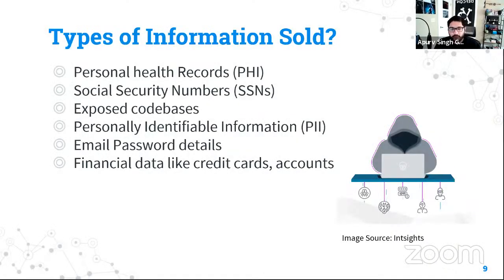Now, from here, we will start to talk more about why, as a researcher, you should focus on the dark web. So the first thing is, what type of information is sold on the dark web? Why, as security researchers, are we focusing on the dark web? It's because information like health records, social security numbers, PII like address, phone number, date of birth, email and password details, and also financial data like credit card numbers and account details are being sold on the dark web. Exposed databases and exposed code bases of big companies are also being sold on the dark web.